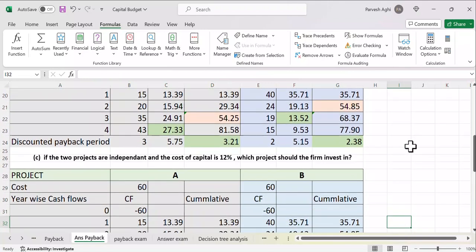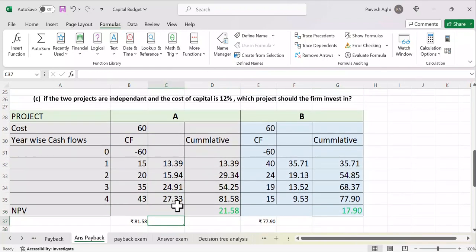Then if the two projects are independent and the cost of capital is 12%, which project should the firm invest in? Okay. Now, so you are going to spend 60 lakhs. And this is the money which you are going to get. So you have already discounted them at 12%. You discounted cash flows जो आपने ऊपर से ले लिए 12% के. Just add them up. So how much you get? 81. If you just add them up, cumulative is 81.